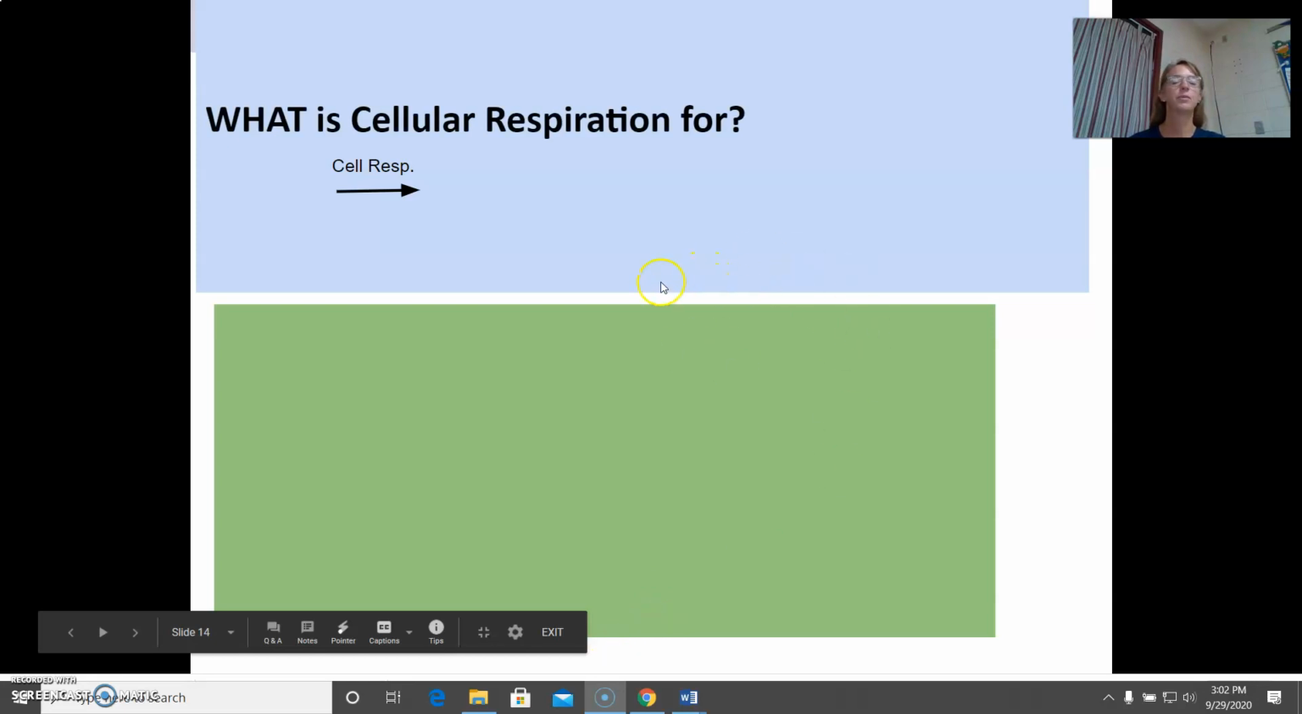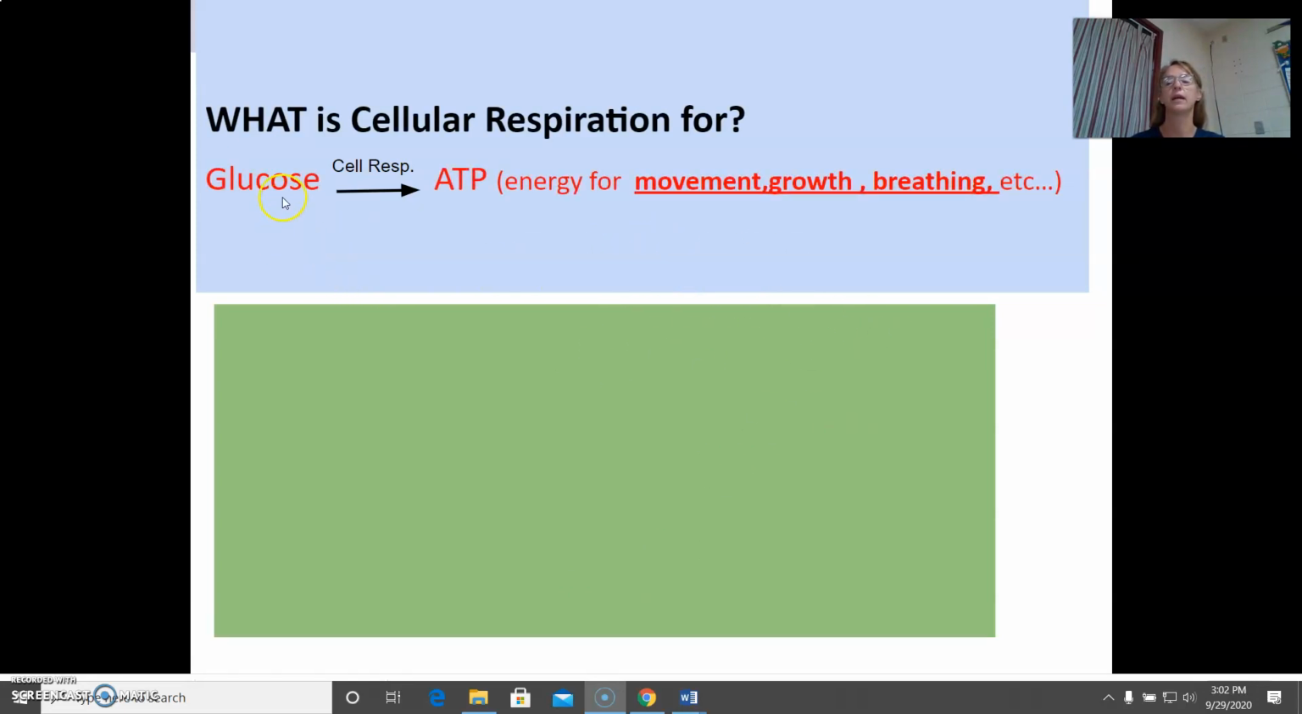What does the cellular respiration do for a living thing? So again, we take that glucose, we do cellular respiration, we make ATP. ATP is the energy for everything that keeps us alive, to help us move, to help us grow, to do reactions, to help us do both of those things.